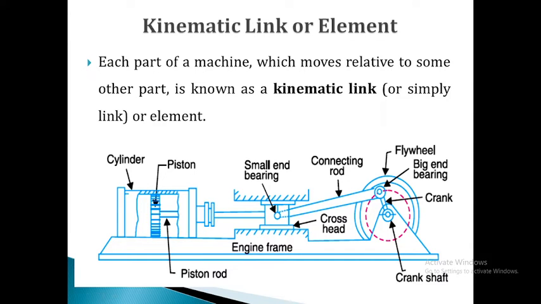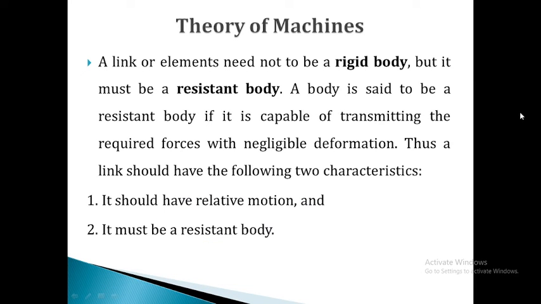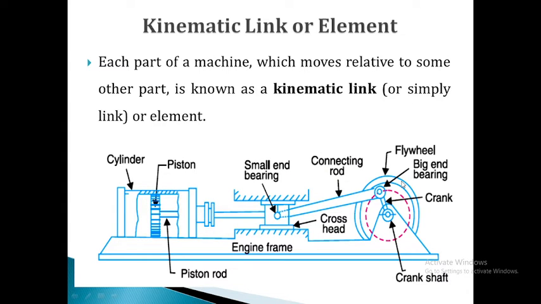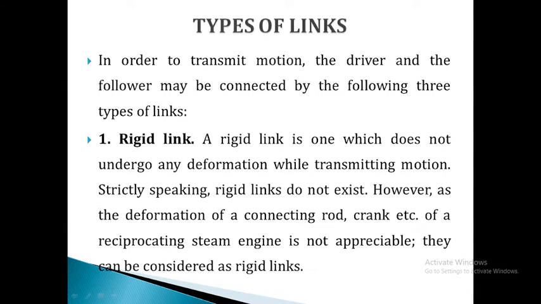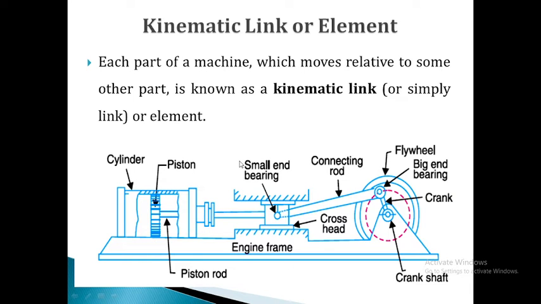Now, what is a kinematic link or element? After this topic, we will discuss rigid link and resistant link. Each part of a machine which moves relative to some other part is known as a kinematic link, or simply we can say link or element.